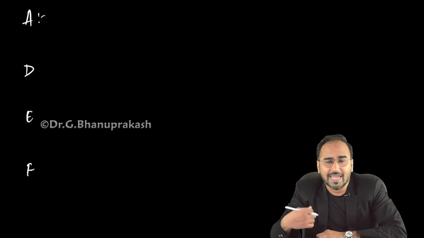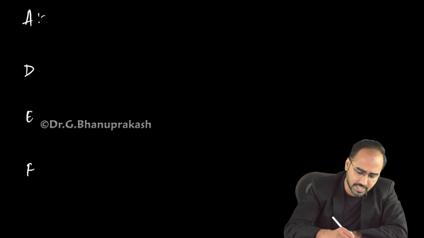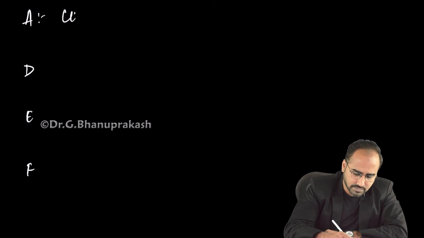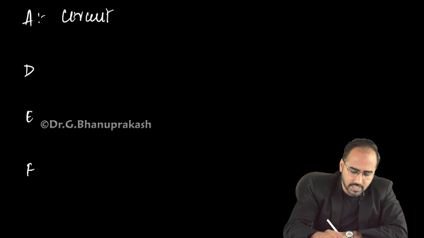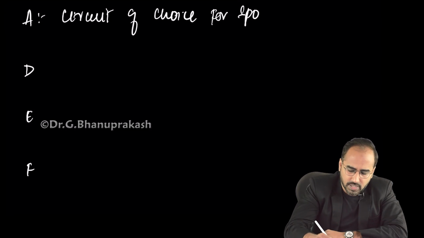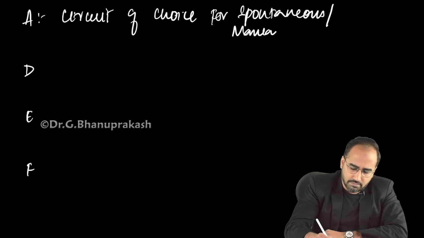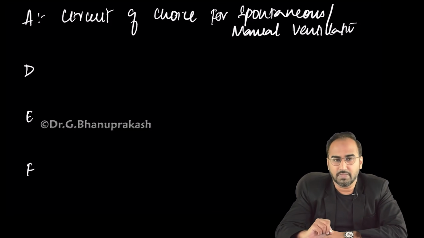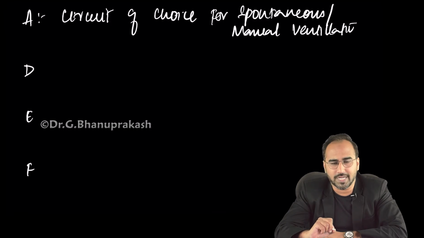A circuit. Hence, Mapleson A circuit is regarded as the circuit of choice for spontaneous or manual ventilation. Mapleson A is a circuit of choice for spontaneous or manual ventilation.